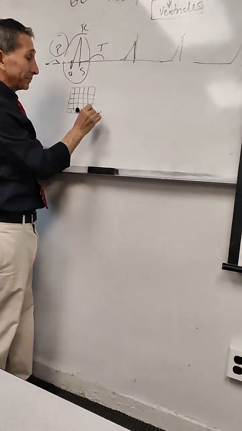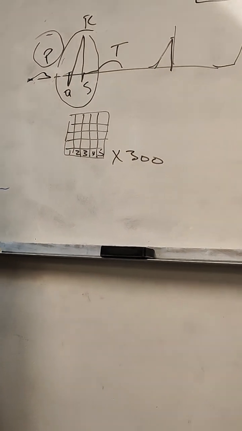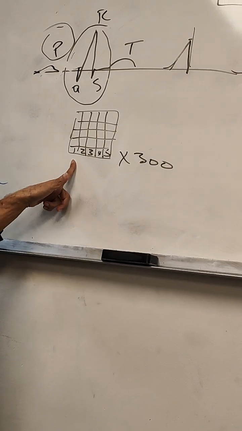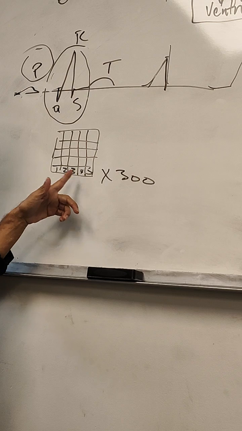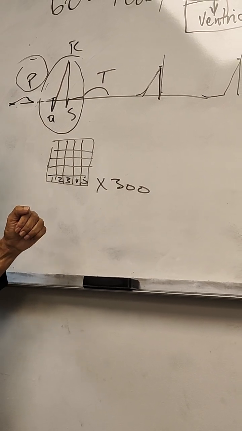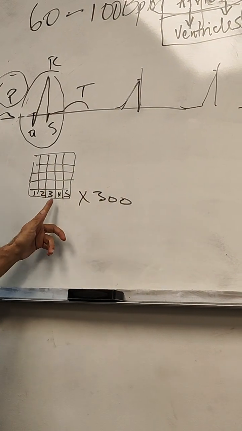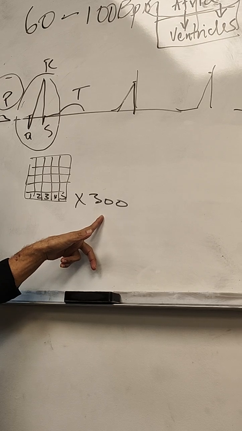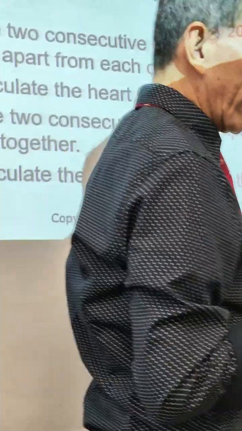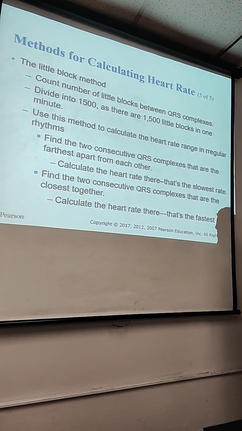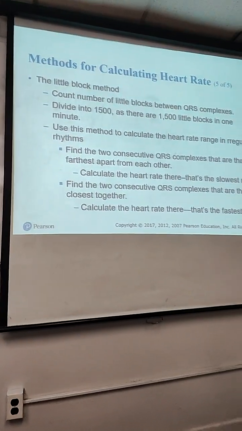Multiply by 300. There's 5 little boxes in each big box. See, we have 300 big blocks in 1 minute. But each block has 5 little ones. So if we're going to use the little blocks method, we're going to multiply 5 little blocks times 300. 1,500, which is what we have there. Remember that we have 300 big blocks in 1 minute.